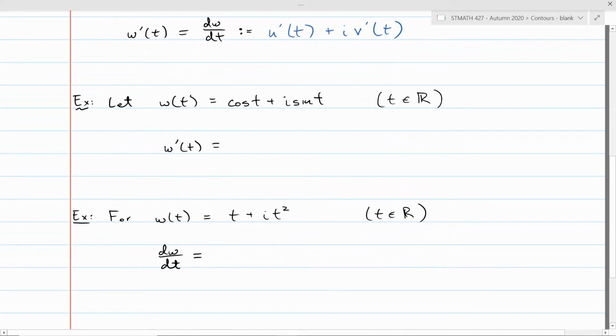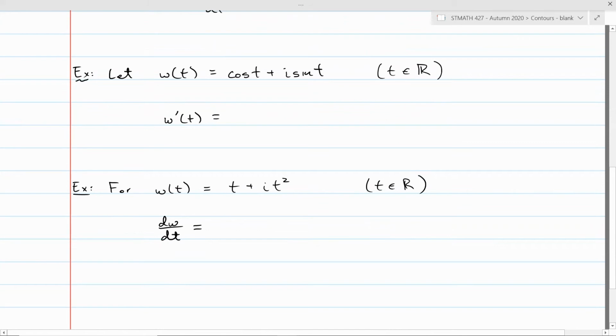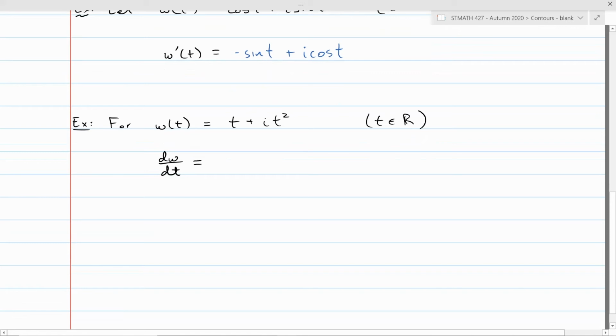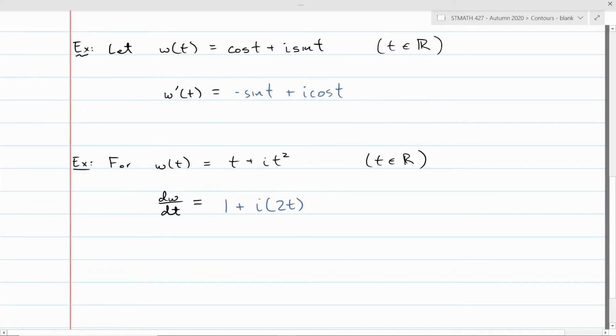Anyway, for this first example, if w of t is equal to cosine of t plus i sine of t, then that curve's derivative would be negative sine of t plus i times cosine of t, just differentiating those components separately. And similarly for the second example, if w of t is t plus i t squared, then that curve's derivative would be 1 plus i times 2t. Now you may recognize these curves if you think about them in terms of ordered pairs. The first curve is just describing a unit circle centered at the origin, and the second curve is describing a standard parabola like y equals x squared.